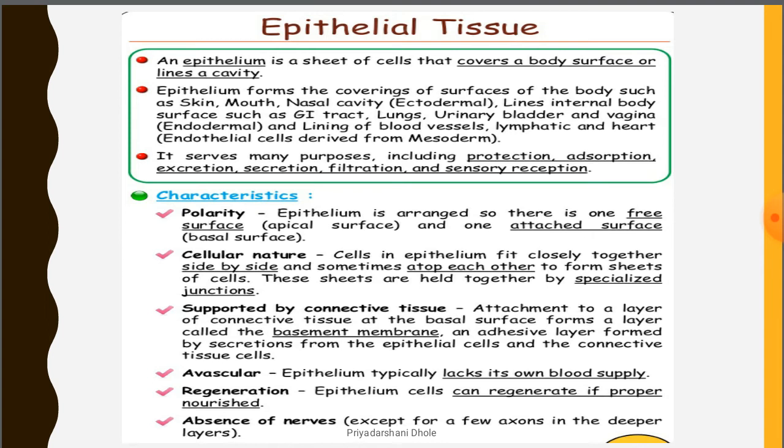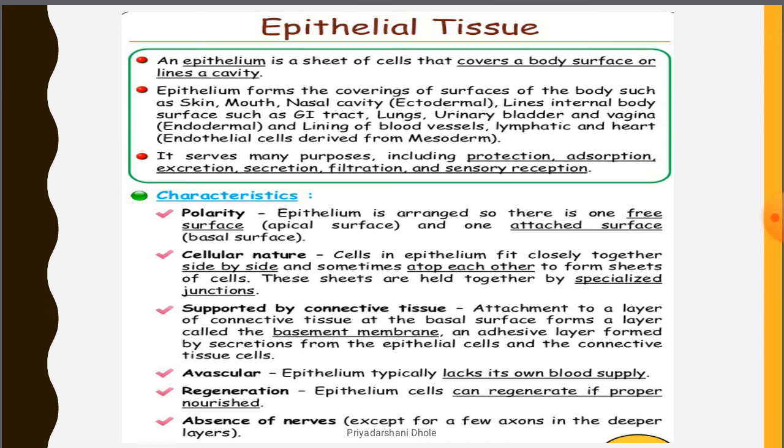First one is polarity. It is arranged so that there is one free surface and one attached to the basal surface. Then cellular nature: cells in epithelium fit closely together side by side and sometimes atop each other to form sheets of cells. These sheets are held together by specialized junctions. Then supported by connective tissue: they are attached to a layer of connective tissue at the basal surface, forming a layer called the basement membrane, where the tissue is situated. It is an adhesive layer formed by secretion from the epithelial cells and the connective tissue cells.